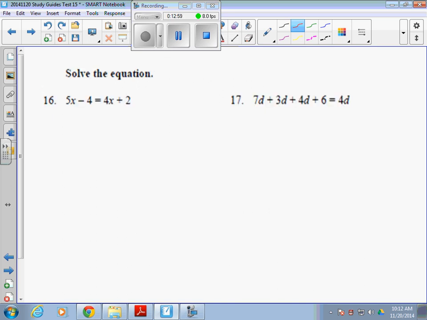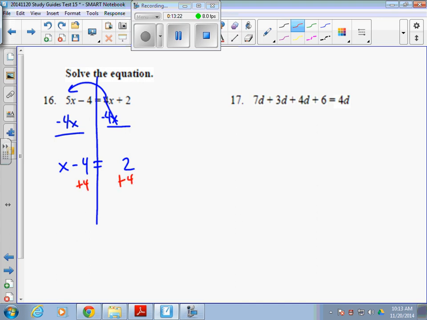Number 16 says solve this equation. We're not graphing these. We have variables on both sides. Bring your variables to one side. 4 is smaller than 5, so let's bring it over by subtracting 4x. Subtract it there, do it here. 5x minus 4x is 1x. Minus 4 equals, that part cancels out and leaves you with 2. Get rid of x minus 4 by adding 4 to both sides. Do it here as well. X is equal to 6.